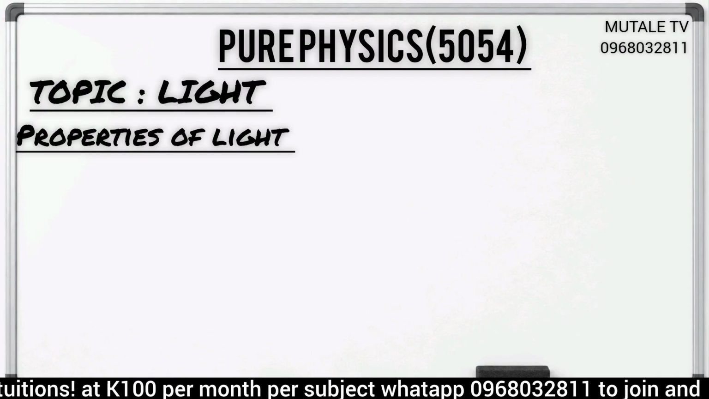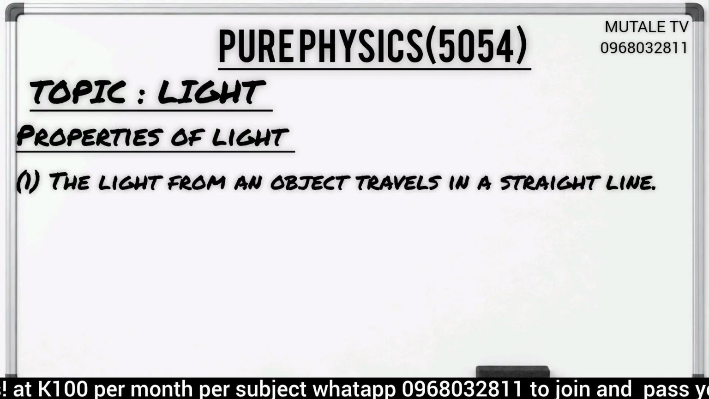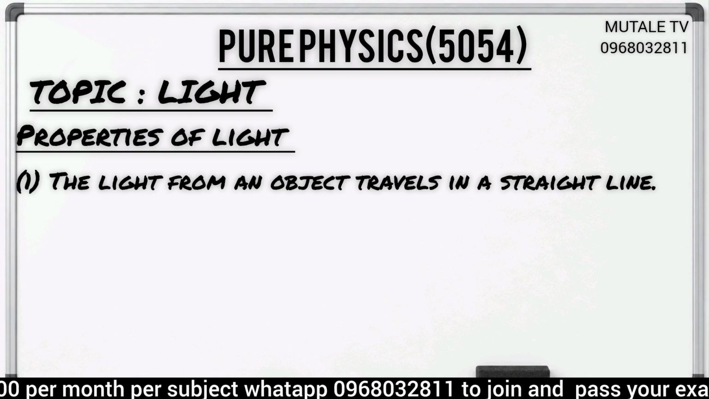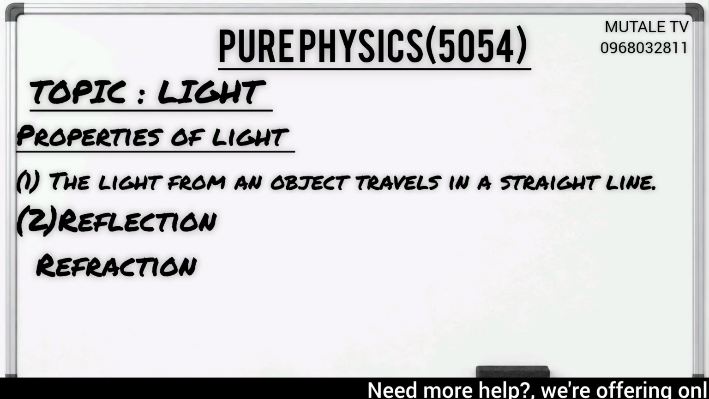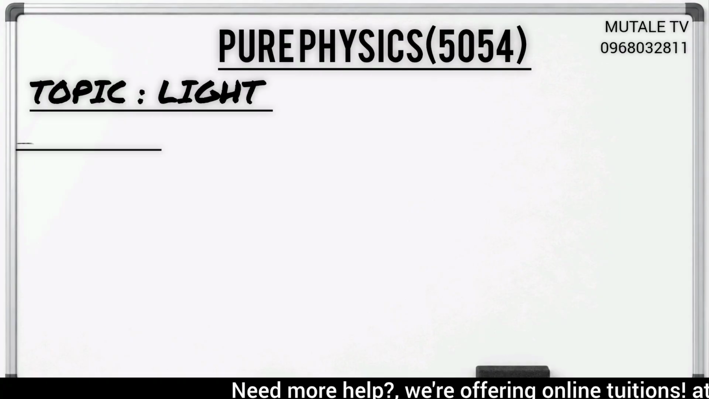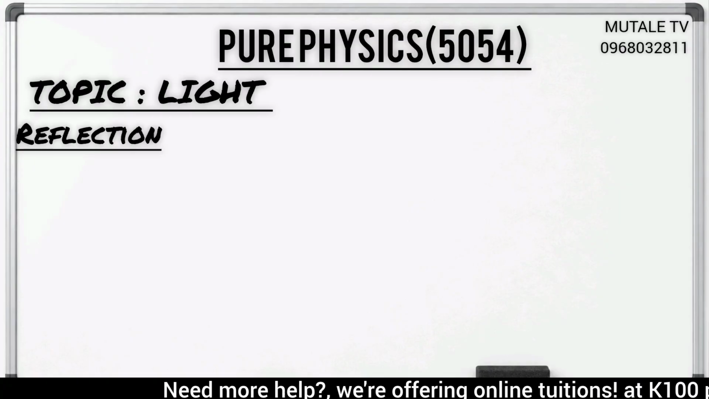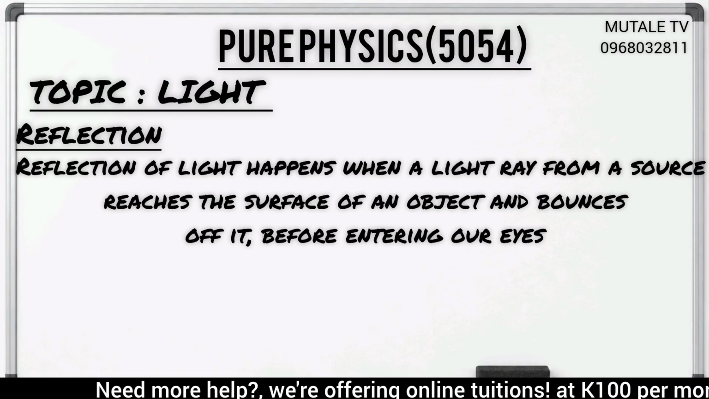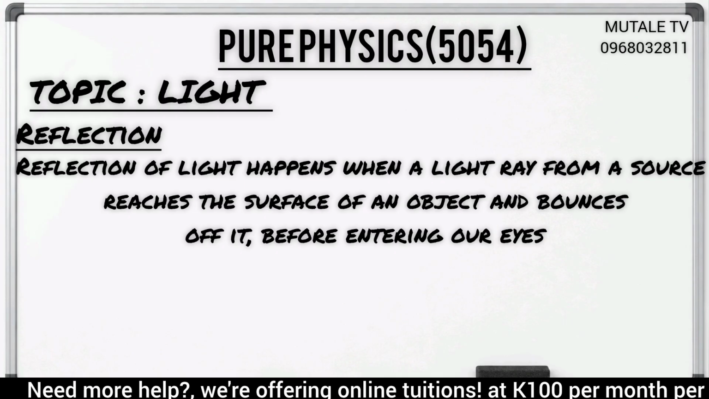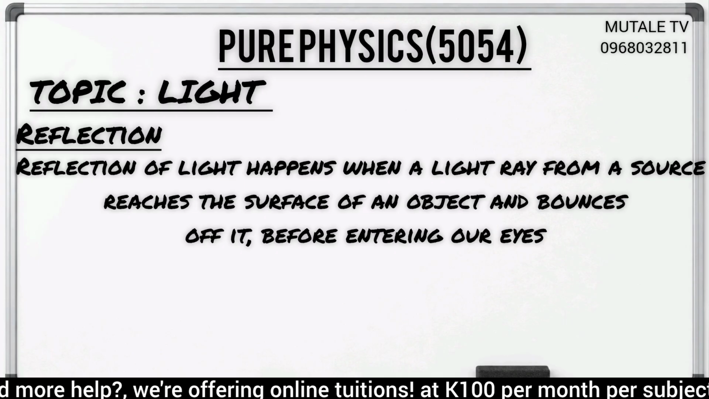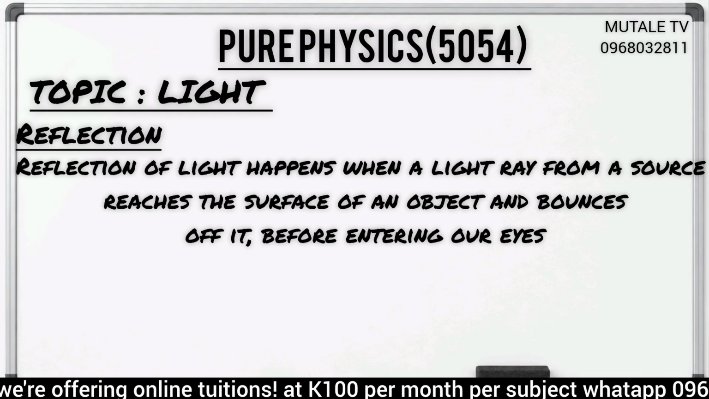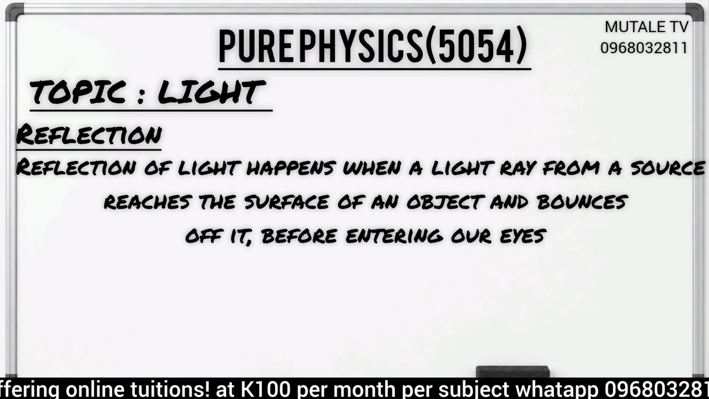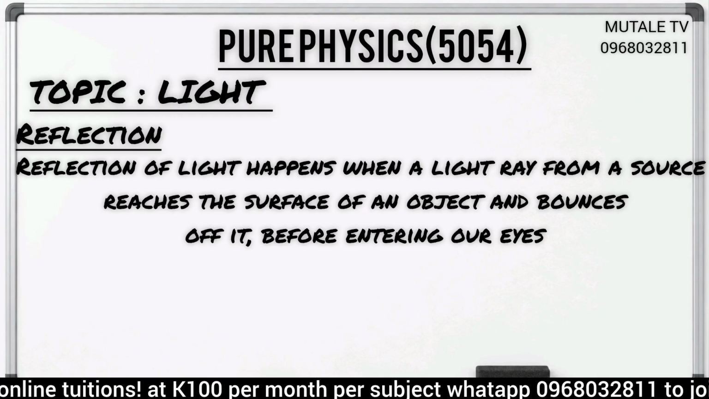So an important property of light is that it travels in a straight line, and there are only two ways its direction can be changed: through reflection or through refraction. So let's look at each of these in turn, starting with reflection. So reflection, by definition, happens when light from a source reaches the surface of an object and bounces off it before entering our eyes, which is the reason we are able to see that object. So this bouncing happens in a very regular, predictable way on a polished surface such as mirrors.